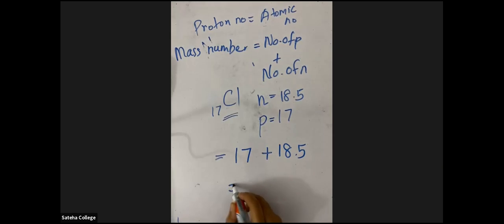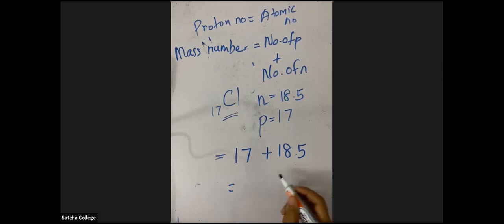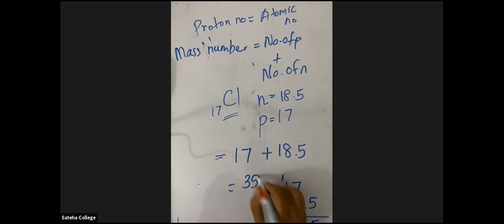So what's your answer? Is it 35 or 35.5? When you are writing the decimal, you should write the whole number first, and only after that the decimal. So 0.5, this one 17 plus 18 is 35, and 0.5 remains, so 35.5. Understood? Is it clear?